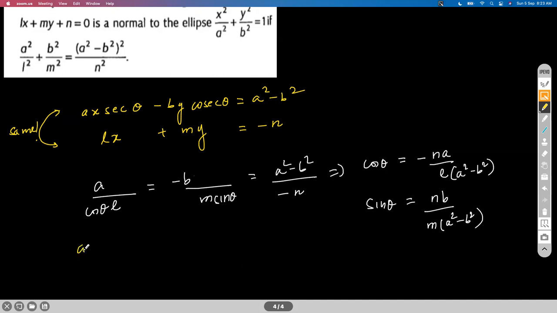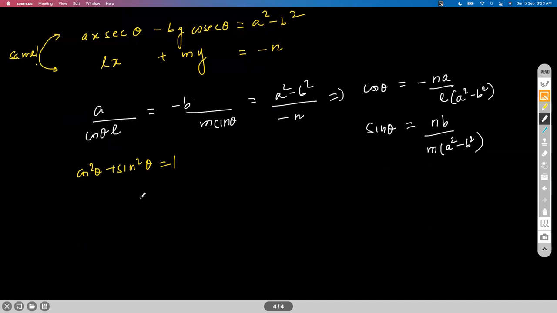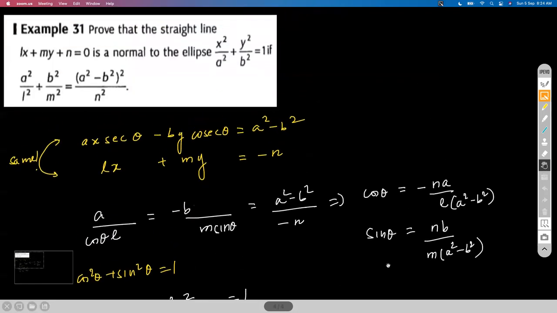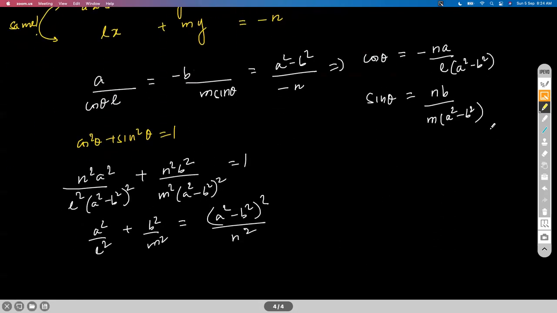Yeah. So now use the fact that cos square theta plus sine square theta is going to be 1. So this is going to be N square a square by L square times a square minus b square, plus N square b square by M square times a square minus b square whole square. That's going to be 1. Okay, so just simply take a square minus b square whole square by N square to the right hand side. I think this is what we wanted to prove. Is it fine? Any questions?